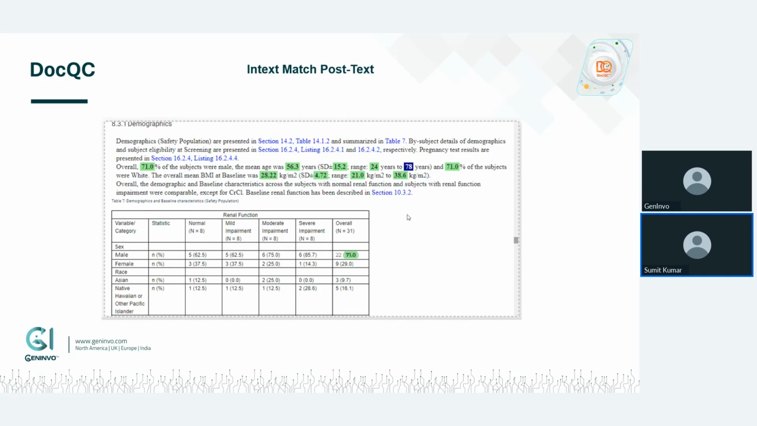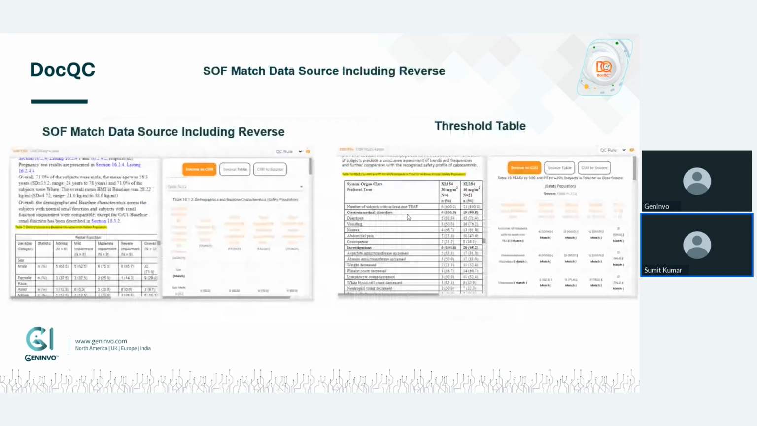Now, another example of the other checks that we have is SOF match data source, including reverse and the threshold table. What DocQC is doing is that it can extract all the tables from the CSR and can do a comparison with the tables presented in RTF or any other format.